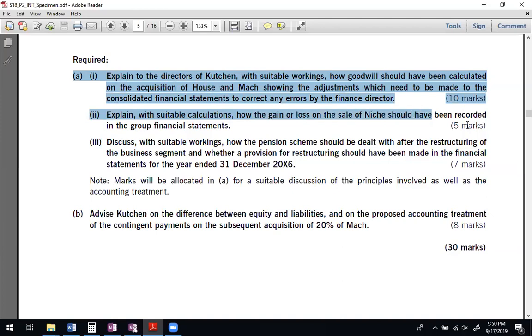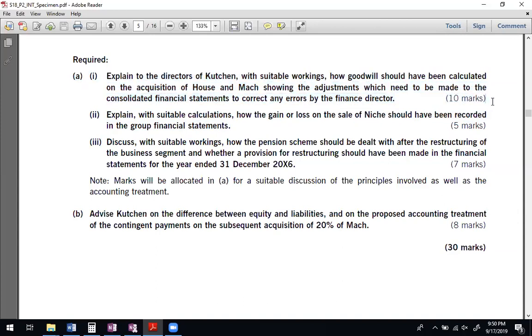The requirement has part A, and parts 1 and 2, which relate to the consolidation. Out of which part A1 is the one which relates to general consolidation. Part 2 is the one which relates to the area of disposal. If I read part A1, it says, explain to the directors of Kuchin with suitable workings how goodwill should have been calculated on the acquisition of House and Match. Showing the adjustments means show the double entries, accounting entries, which need to be made in the calculation of goodwill.